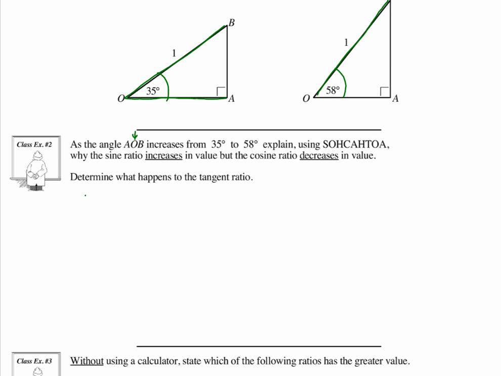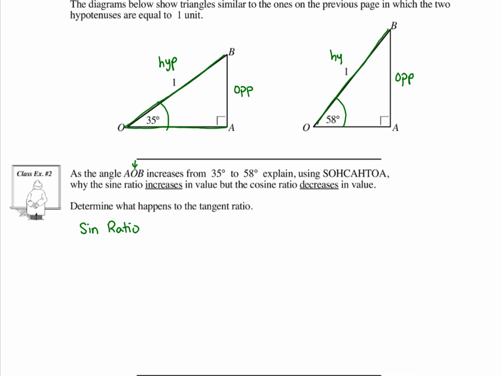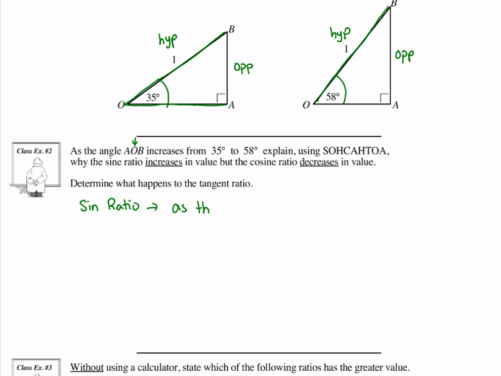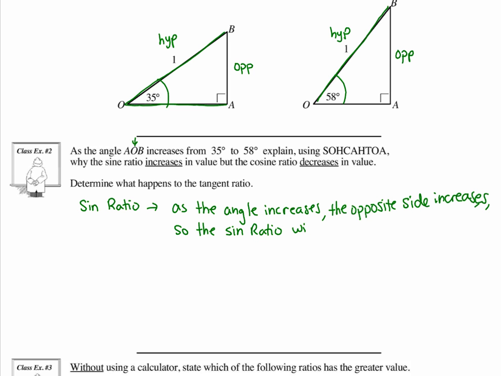So let's think about the sine ratio. In the first triangle, sine is opposite divided by hypotenuse. So as our angle grows, what is increasing? Which side is increasing? AB. Do you agree with that? Side opposite is growing. So as the angle increases, the opposite side increases. And so that's why the sine ratio will increase.